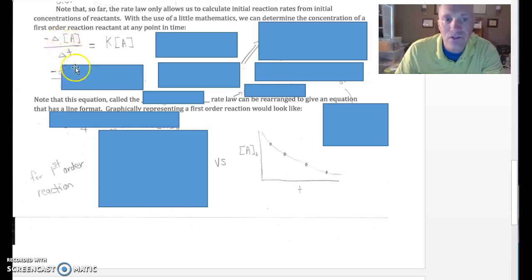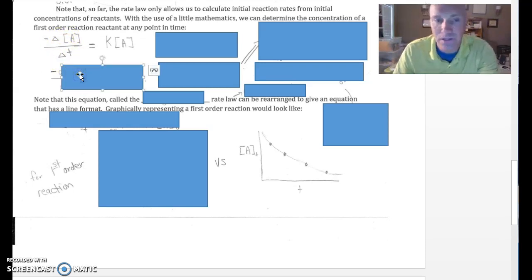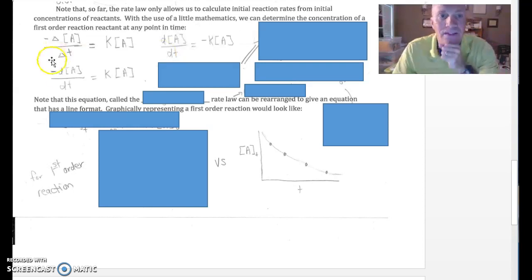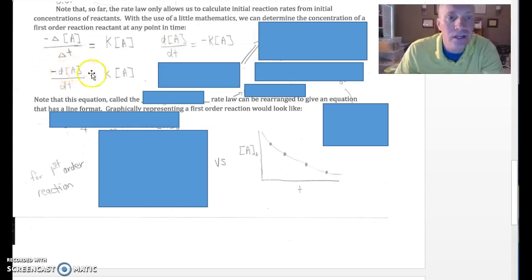So if we turn this into an instantaneous rate, we express it like we would in calculus. We say dA, the infinitesimal change in the concentration, divided by the infinitesimal change in time, equals Ka. So what can we do with that? First of all, we're going to take this negative and put it on this side. And we're going to rearrange this a little bit like we would in calculus, where we move the A to this side and the dt to the other side.